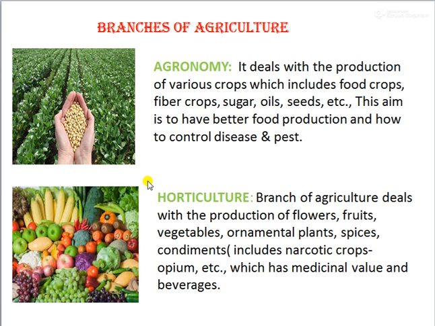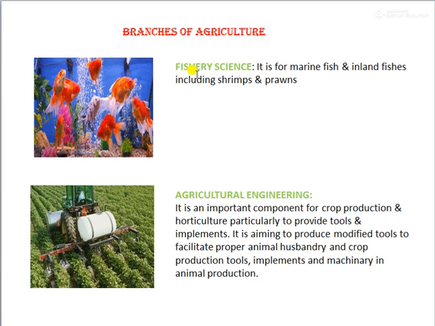Then the second branch is horticulture. This branch of agriculture deals with the production of flowers, fruits, vegetables, ornamental plants, spices, condiments, and includes narcotic crops, that is opium, poppy, etc., which has medicinal value, and beverages. Then the third branch is fishery science. It is for marine fish and inland fisheries, including shrimps and prawns.